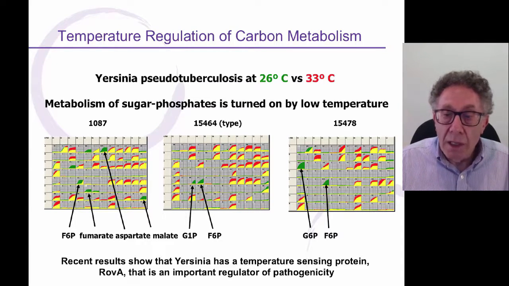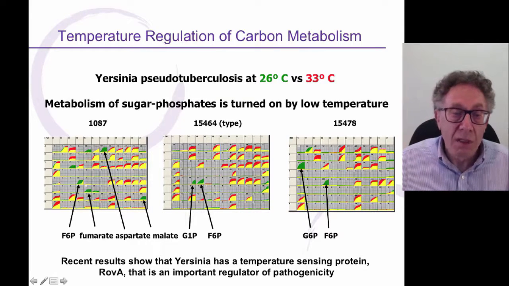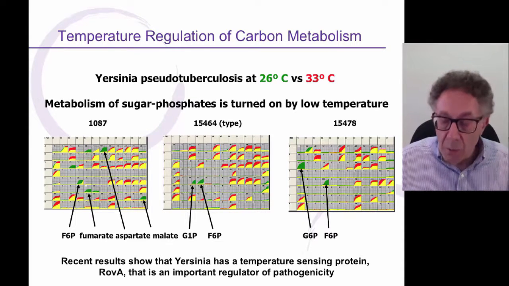The one on the right here was using, at the low temperature, glucose 6-phosphate and fructose 6-phosphate. The one in the middle is using glucose 1-phosphate and fructose 6-phosphate. And the one on the left is using also fructose 6-phosphate, but now some TCA cycle substrates at the low temperature. So we're seeing interesting strain-to-strain differences, and we're seeing consistently that metabolism of fructose 6-phosphate is turned on, and we think that this has importance in pathogenicity, which I don't have time to discuss.